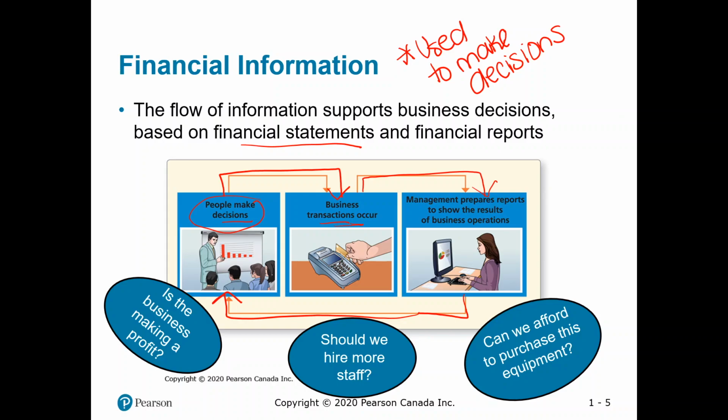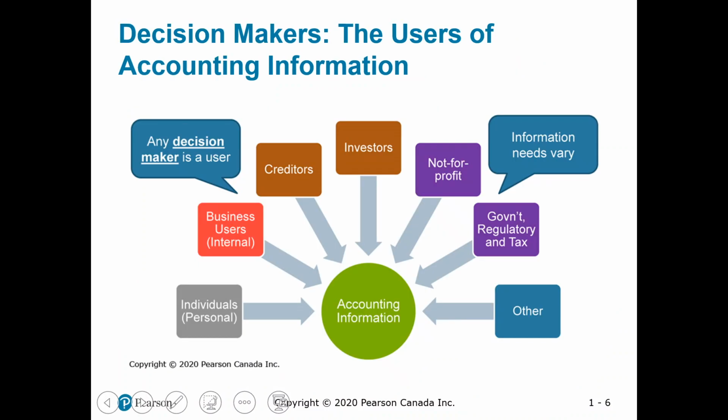Various decisions and information like, is our business making a profit? If not, they would decide what changes to be made. Should we hire more staff? Can we afford to purchase this equipment? Do we have the cash? Do we need a loan? How can we do that? So that is kind of the flow of information. It is used to make decisions. There are a lot of users who use that financial or accounting information to make decisions.